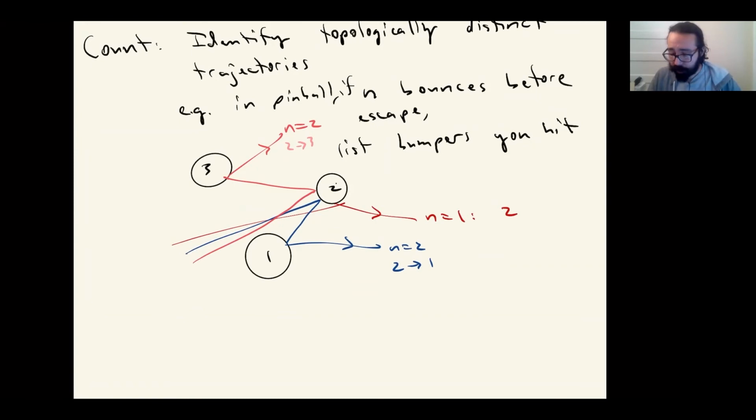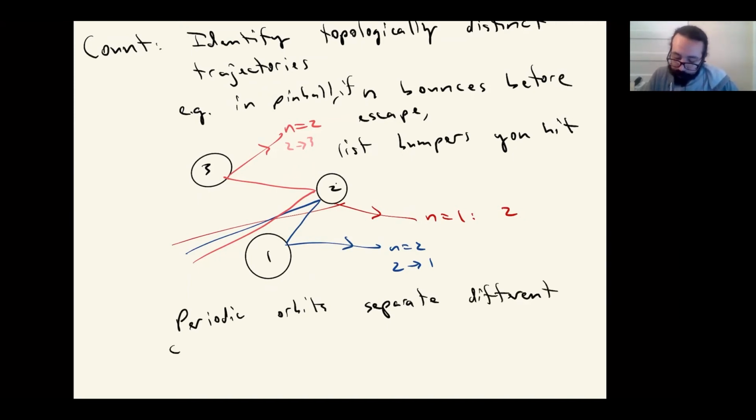And again, we can probably also partly see here that the periodic orbits are going to play a role in separating different trajectories. What separates, say, this n equals 2 versus this n equals 1 is going to be a periodic trajectory that bounces back and forth forever between bumpers 1 and 2. So periodic orbits separate the different classes of trajectories.